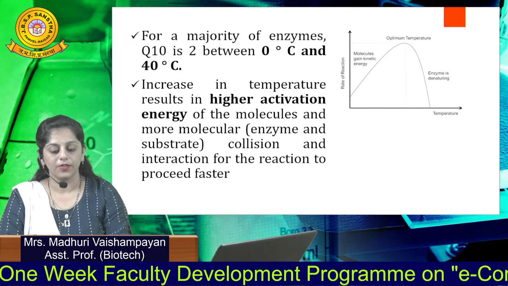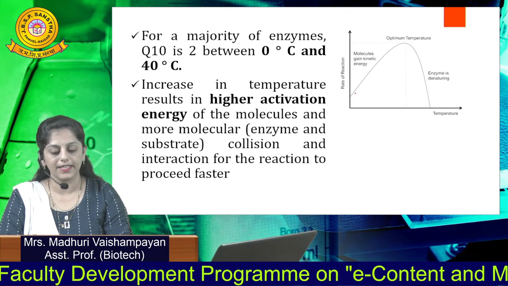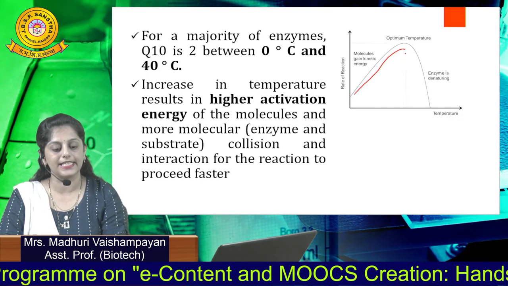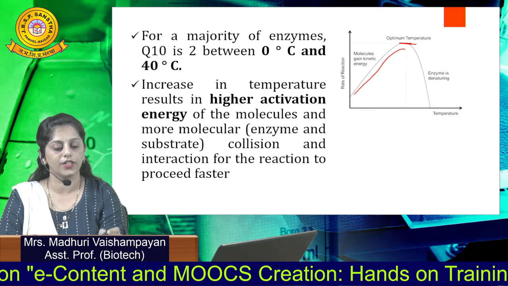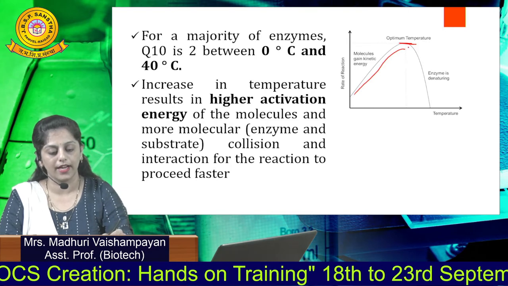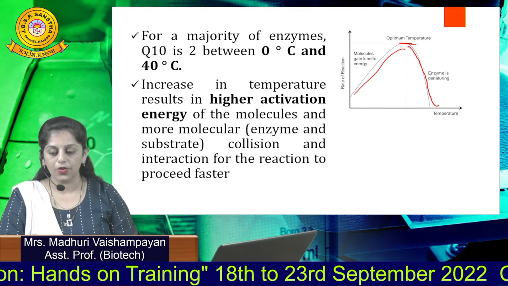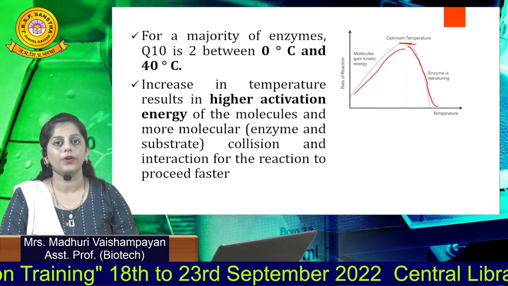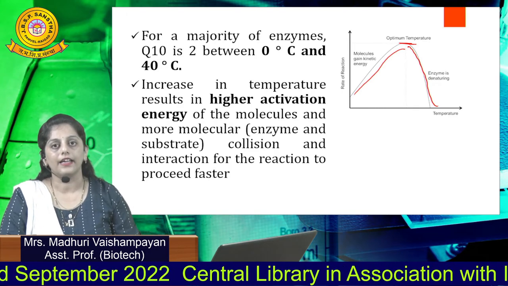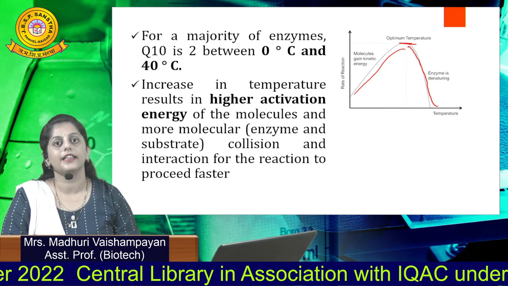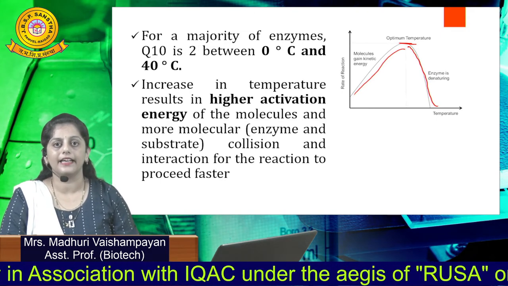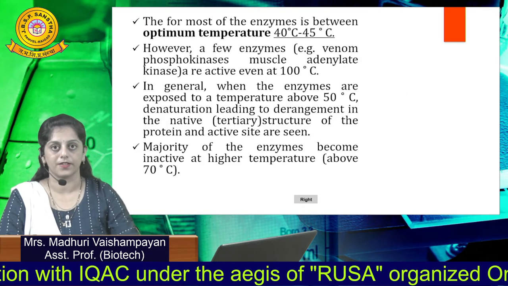If you see this graph, what is it indicating? This graph is indicating an increased rate of reaction, right? The rate of reaction is increasing up to a particular temperature. Now, this temperature is your optimum temperature. After that, if you keep on increasing the temperature, your enzyme activity decreases. For the majority of enzymes, your Q10 ranges between 0 and 14 degrees Celsius. An increase in temperature results in higher activation energy of the molecules and more molecular collision and interaction for the reaction to proceed faster.